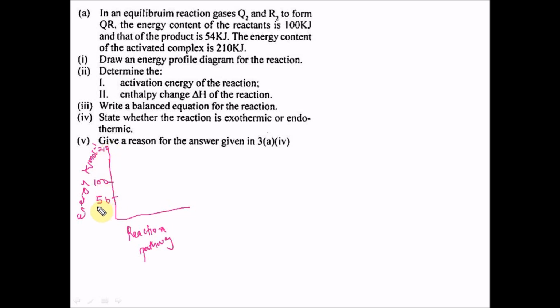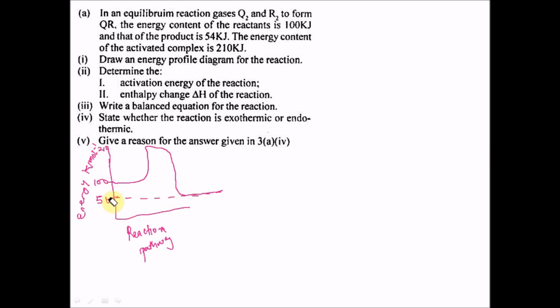Now to draw the energy profile, the energy content of the product is 54 kilojoules. So we can just do a dotted line here. This represents our product, 54 kilojoule. Now the reactant is 100 kilojoule, that's the energy content. So from here is where our reaction starts. It peaks at 210 because that's our activated complex, and comes down. Our product is at 54 kilojoule.